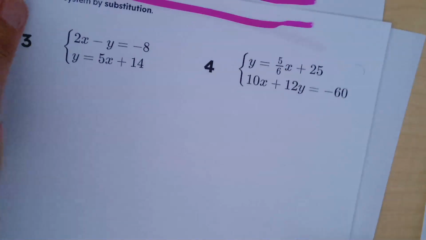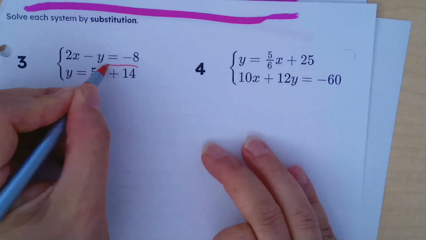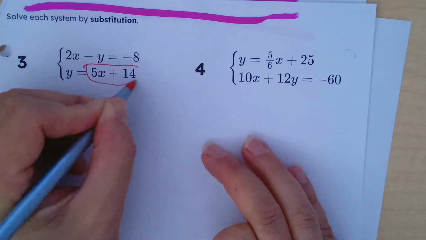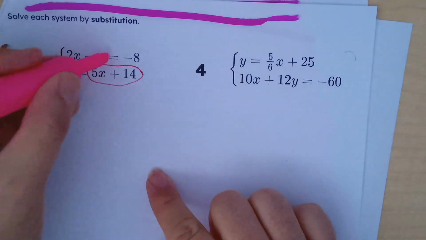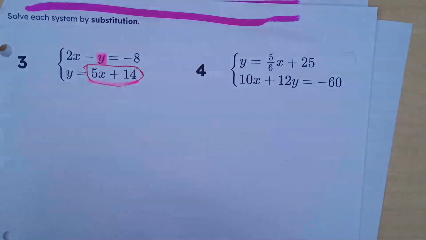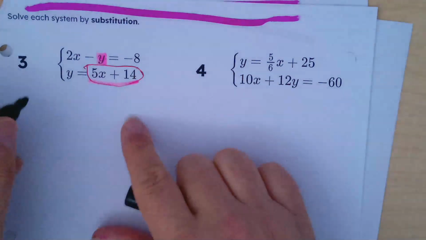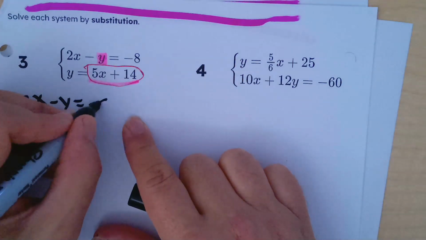All right, let's do the next problem. Okay. So, just like before, we know y is equal to this stuff here. So I'm going to rewrite the first equation, but I'm going to replace y with this. So let's just rewrite the first equation. 2x minus y equals negative 8.